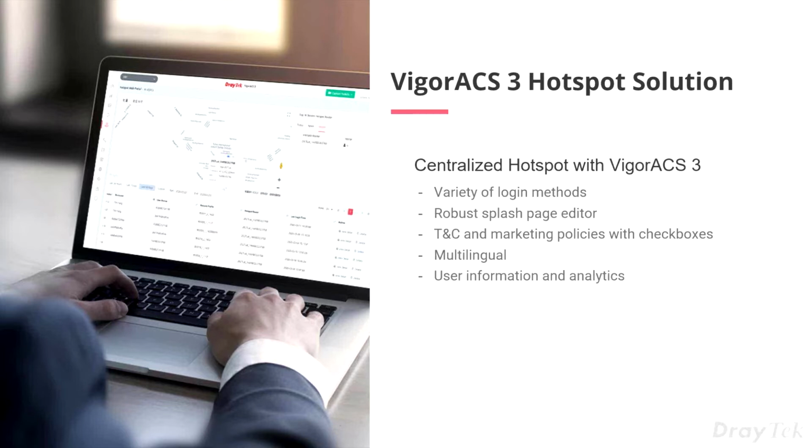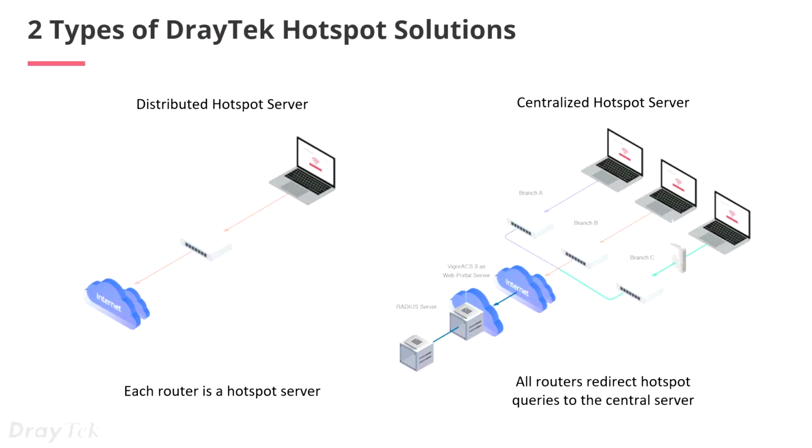And the other major functionality is the VigorACS 3 hotspot solution. So a hotspot is where you are providing guest internet access and giving the users a way to log in and giving them some sort of terms and conditions that they're agreeing to before they log in. We've had hotspot on DrayTek products for a while. There are two types of hotspot solution you can consider. One is a distributed hotspot where each router is a hotspot server and you configure the hotspot on the router itself, and there isn't any external communication to anywhere else.